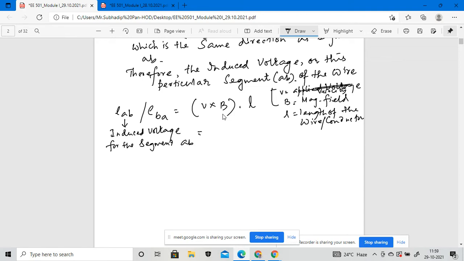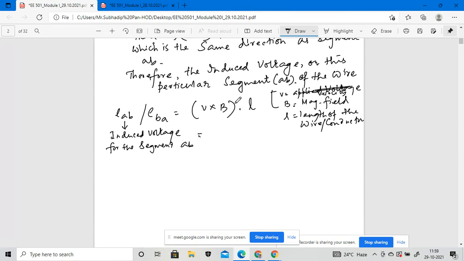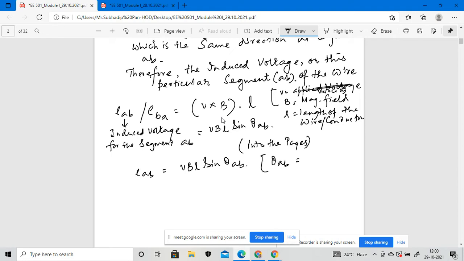If we consider the velocity of the wire is tangential to this particular path of rotation, as the rotation is in the anti-clockwise direction, we can write it like this: V into B into L sine of theta AB, which is into the page. So my equation for the segment E of AB is V into B into L sine theta AB, where theta AB is the angle between the magnetic field and the velocity.